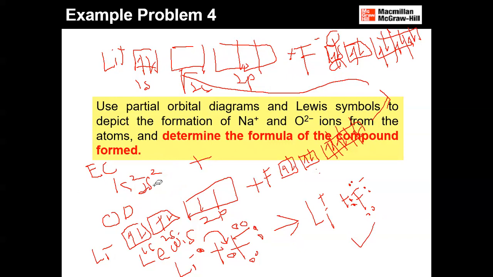For lithium, this one until 1s2 2s2. Is it 2s2? No, not 2s2. Okay, 2s1. Sorry, 2s1. Similarly, this one. You can do it for the electron configuration. So you have to remember in three ways.